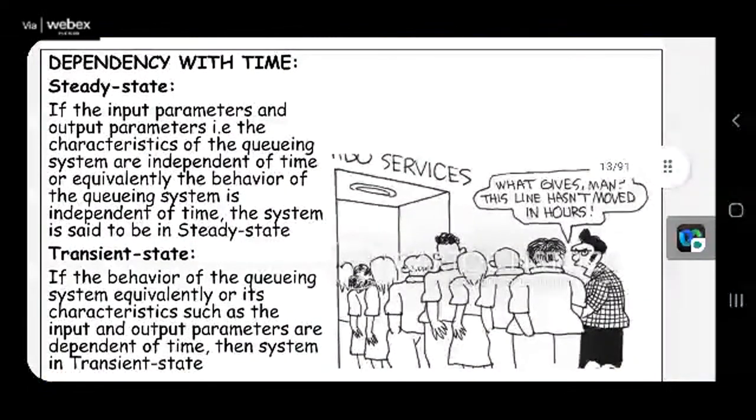Now, one of the most important things in order to understand queuing theory is how time has an influence on it. That is very important. Suppose the input parameters or output parameters or characteristics of the queuing system are completely independent of time, or collectively, the total queuing system's behavior is independent of time. It is called steady state. If that does not happen, then it is the transient state.